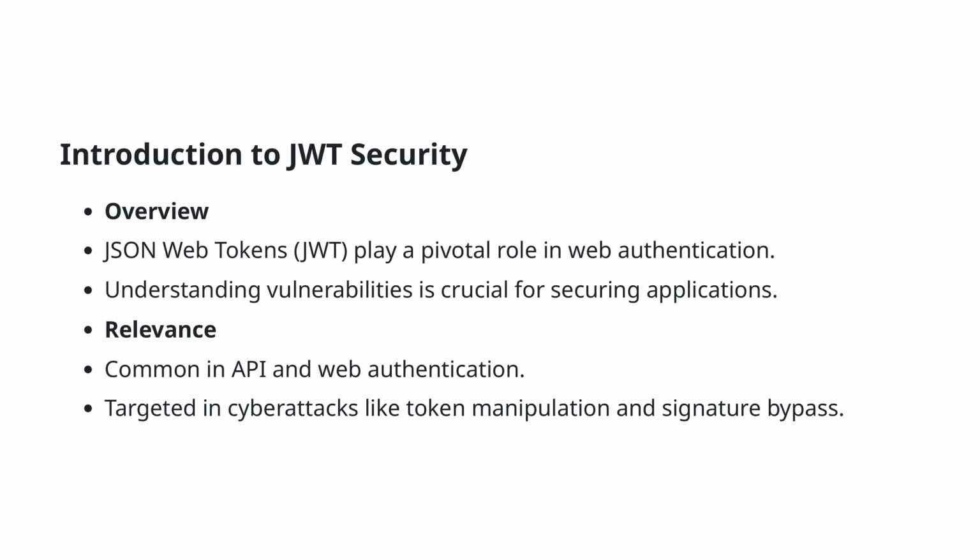JSON Web Tokens, or JWTs, are a fundamental component in web authentication mechanisms. They are commonly used to secure interactions between clients and servers, especially in API and web applications. However, their widespread usage makes them attractive targets for cyber attacks, including token manipulation and signature bypasses. Understanding the security vulnerabilities associated with JWTs is essential to protect applications from these types of attacks. By gaining insights into how JWTs can be compromised, we're better equipped to implement robust security measures that help prevent unauthorized access and maintain the integrity of our systems.